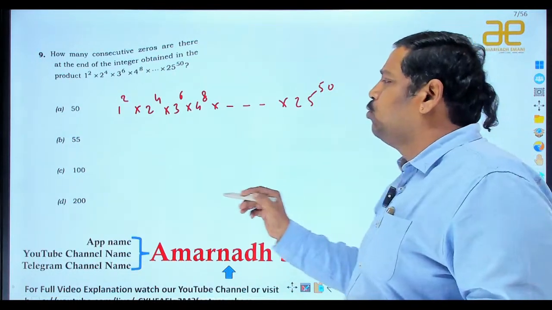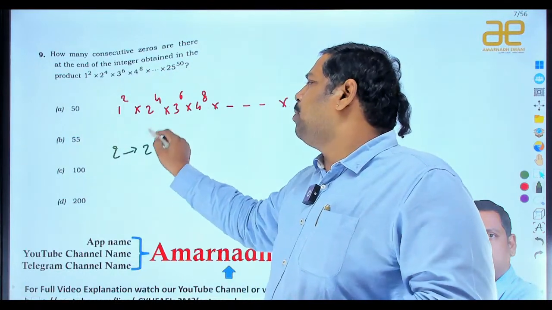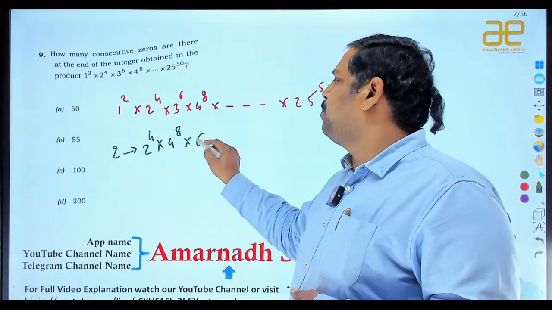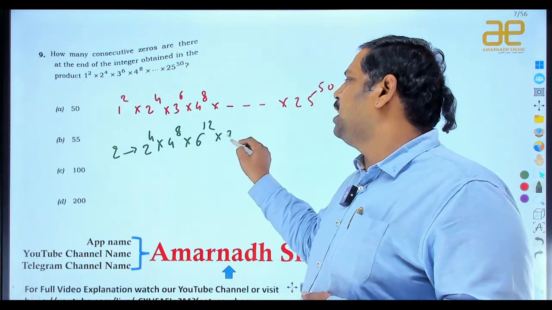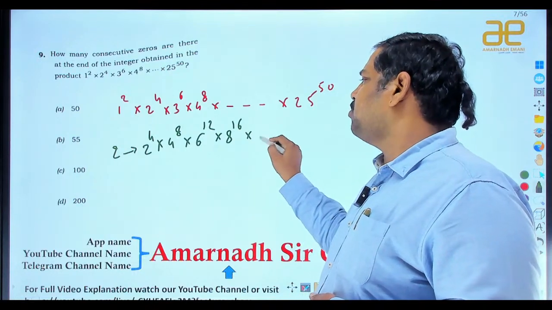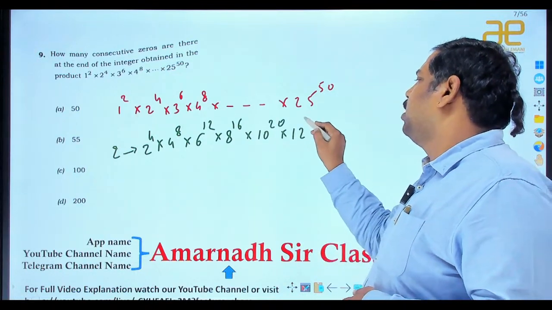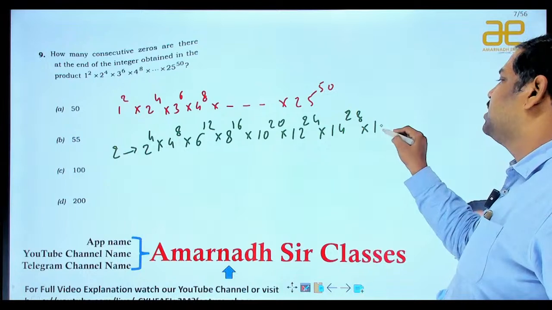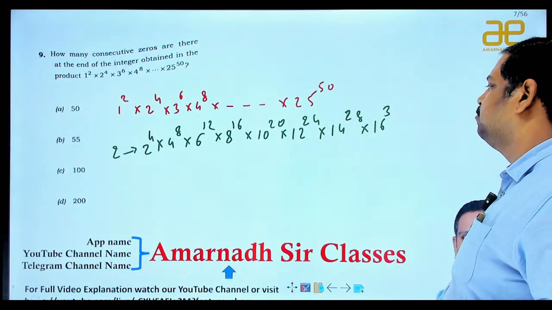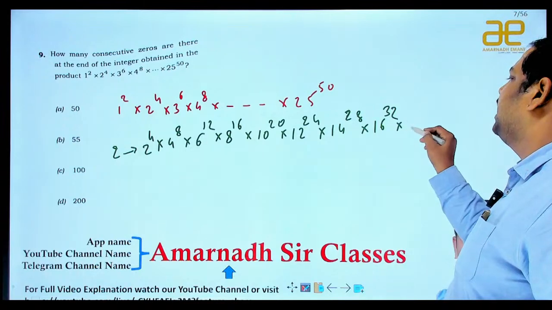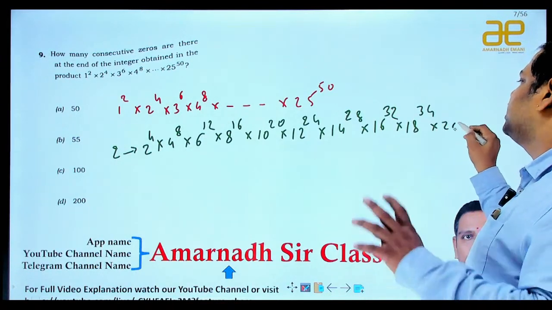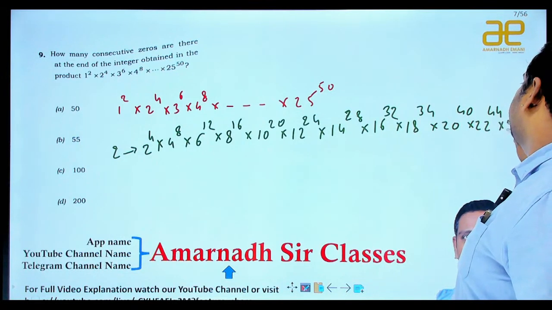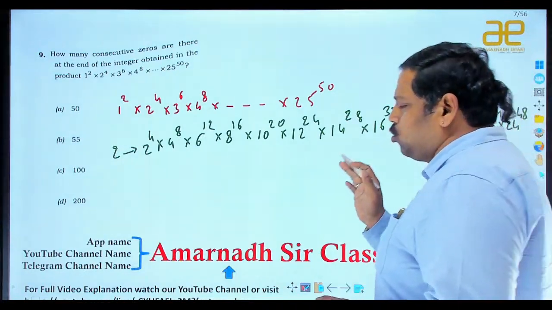If I think of 2s, 2 power 4, 4 power 8, means where I get 2s I'm writing. 6 power 12, means base double, right? 8 power 16, 10 power 20, 12 power 24, 14 power 28. Next one, 16 power 32 and 18 power 36. So these all are multiples of 2, right? And 22 power 44 and finally 24 power 48. These all are multiples of 2.